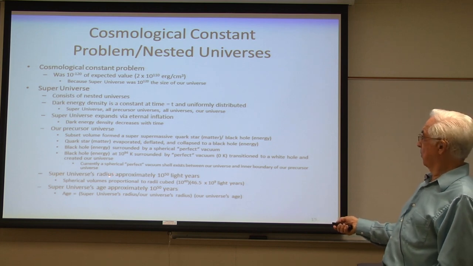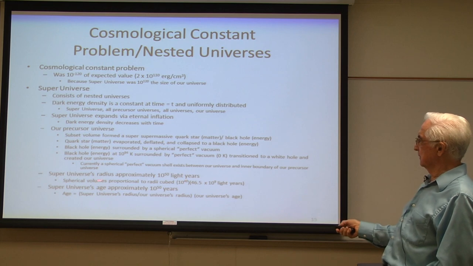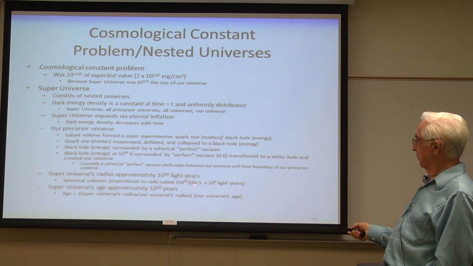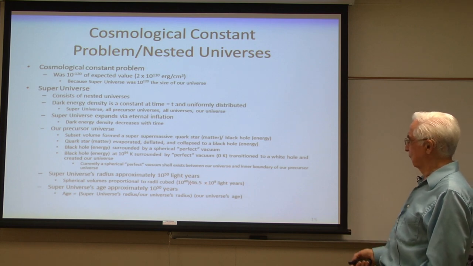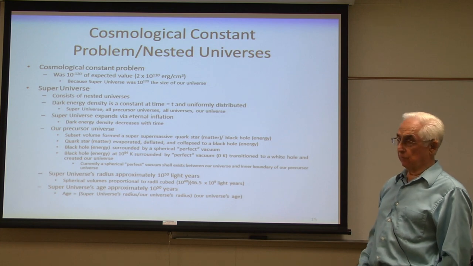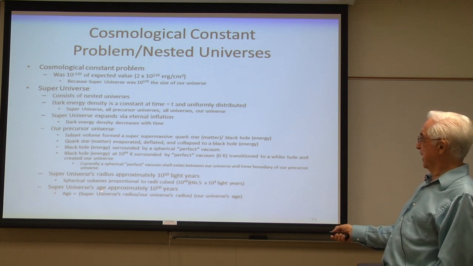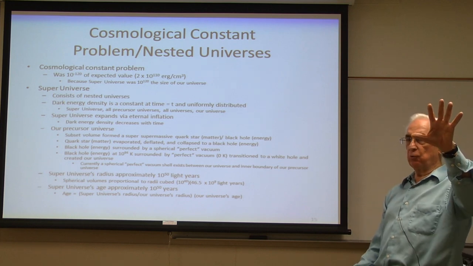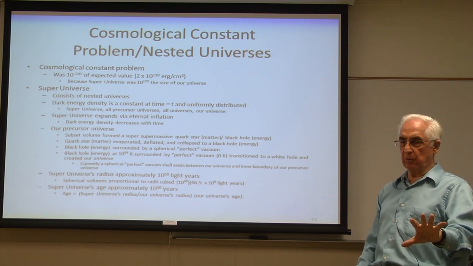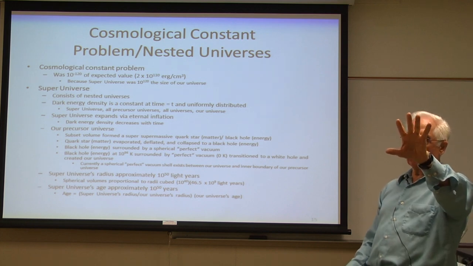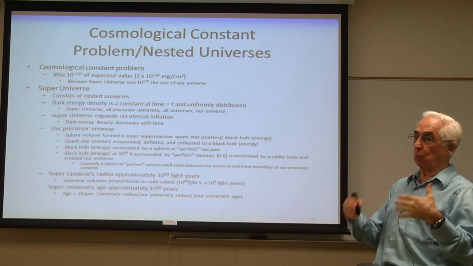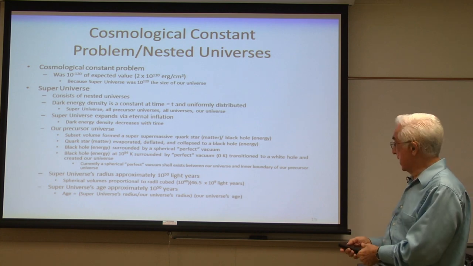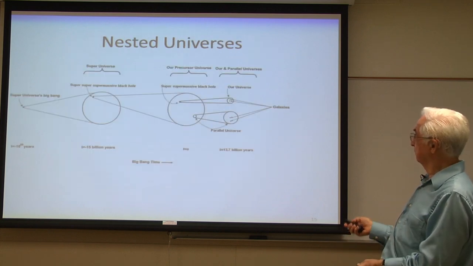The super universe's radius is approximately 10 to the 50th light years. Spherical volumes are proportional to the radii cubed. So if you multiply the radius of our universe by 10 to the 40th, you get the radius of the super universe. The super universe's age was approximately 10 to the 50th years. What I assumed was that the age of the super universe was to the radius of the super universe as the age of our universe was to the radius of our universe. In other words, equal expansion rates. If you multiply the numbers through, you get an age of 10 to the 50th years.